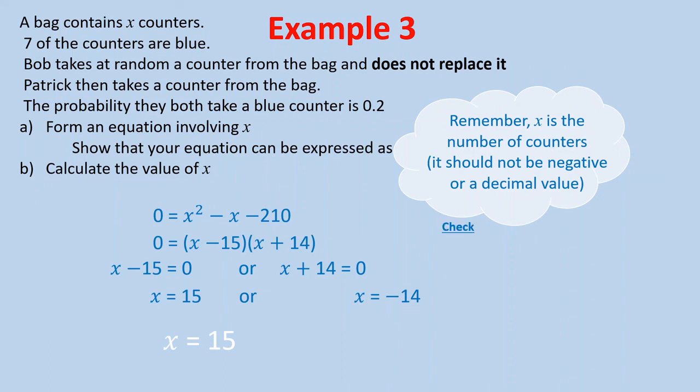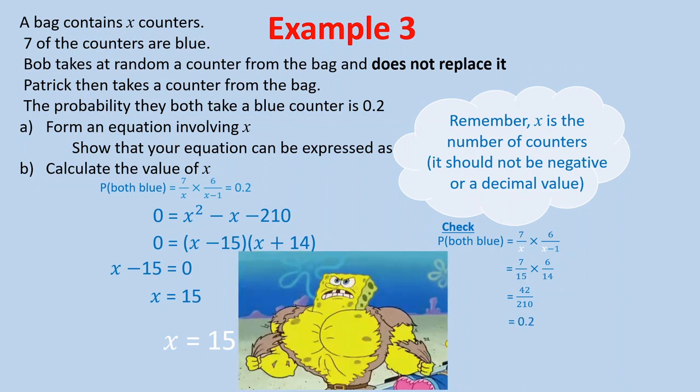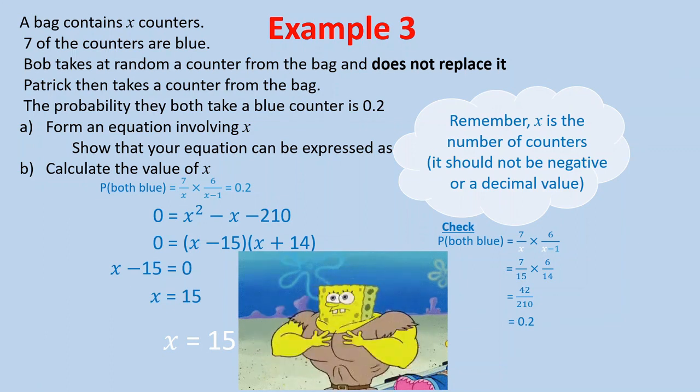If there were 15 counters in the beginning, remember we were told that the probability that both counters were blue was equal to 0.2. And we worked through to this equation by saying Bob's probability of choosing a blue was 7 out of x, and Patrick's probability of choosing a blue was 6 out of x minus 1. So substituting 15 in for x here, we can say that 7 over 15 times 6 over 14 must be equal to 0.2. Now, is that true? Multiplying these fractions together, I get 42 over 210, and 42 divided by 210 is 0.2. Yes, Bob, you are a mathematical beast.